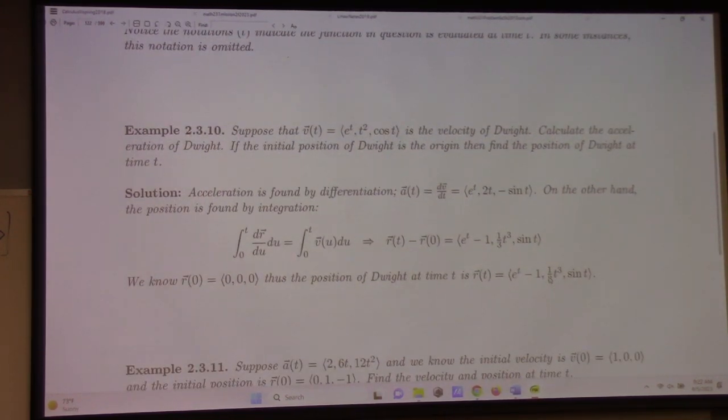I have a velocity function for Dwight. I think I was watching The Office when I wrote these notes.